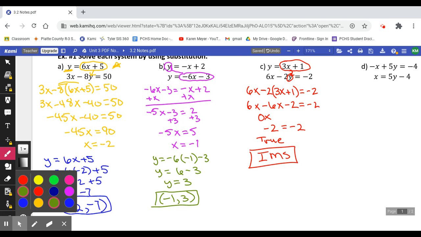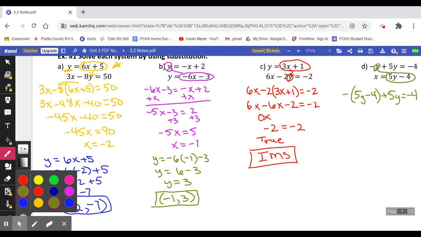On the last one, the bottom one says x equals, so I'm going to take the bottom information and plug it in for x on the top one. Now be careful because on the top one, do you see that negative in front of x? Don't lose it. So keep that negative and then insert what x equals, which is 5y minus 4, plus 5y equals negative 4.